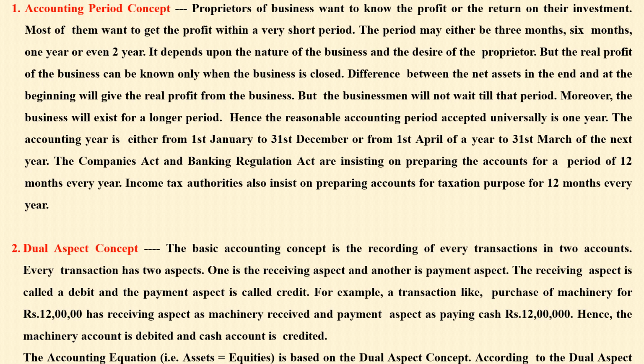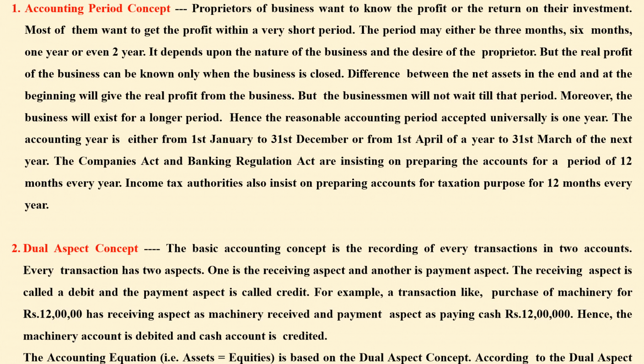For the individual proprietorship, the owner; for the partnership, the partners; and in the company, the shareholders want to know the profit earned by the company and their status of the financial condition, that is total assets in different forms and the liabilities in different forms. They want to know. The income tax authority also insists, and the Companies Act and Banking Regulation Acts are also insisting on that. Second one is dual aspect concept.